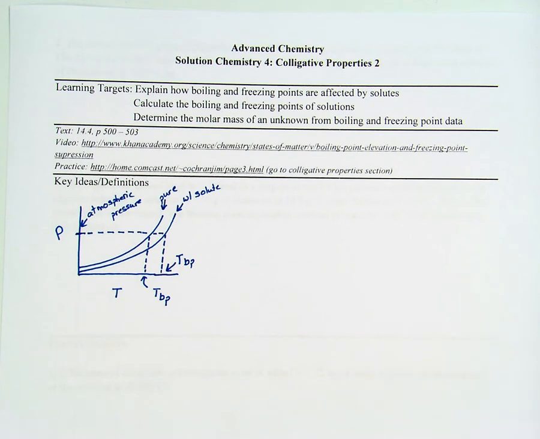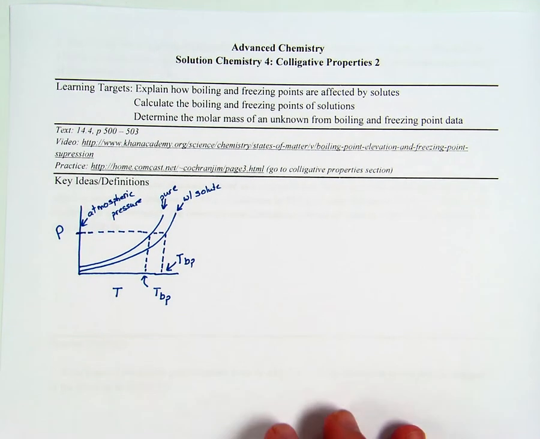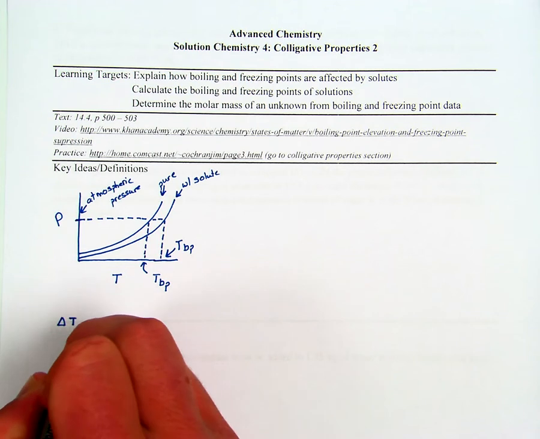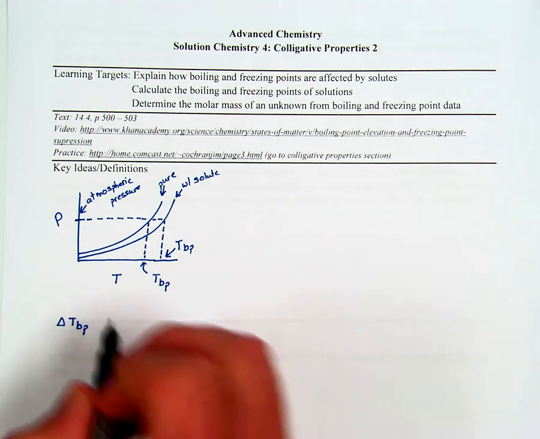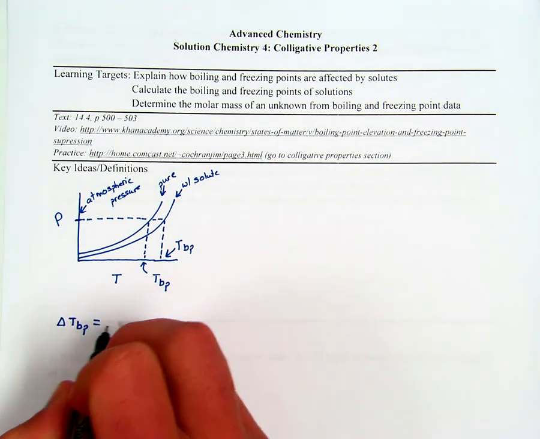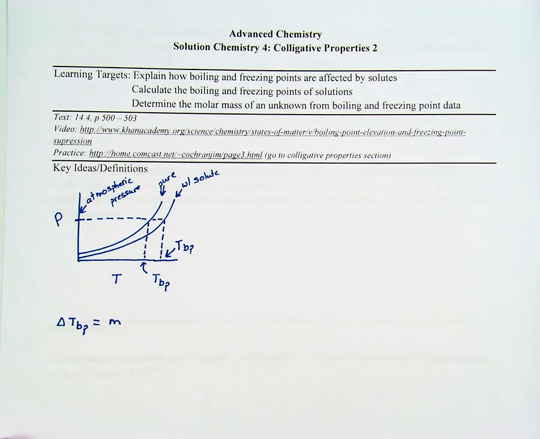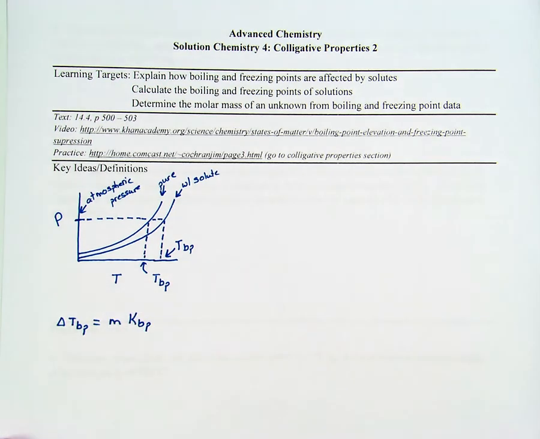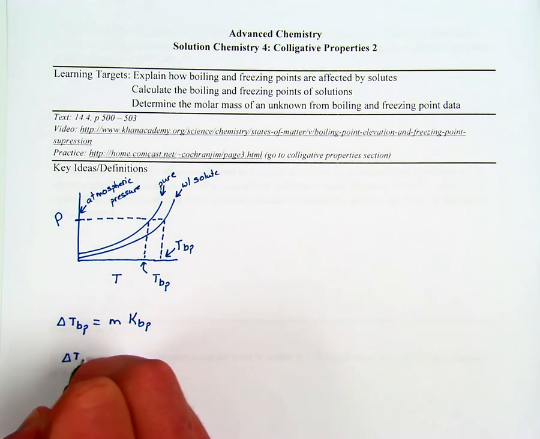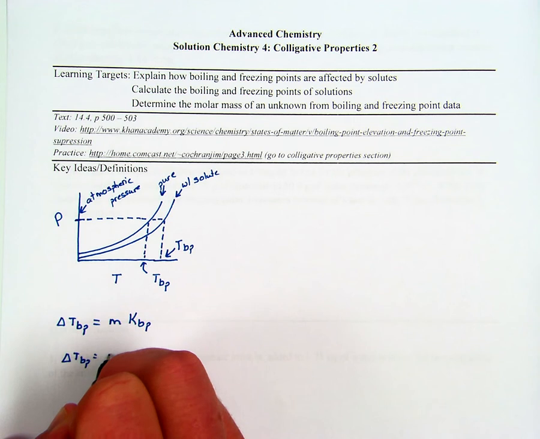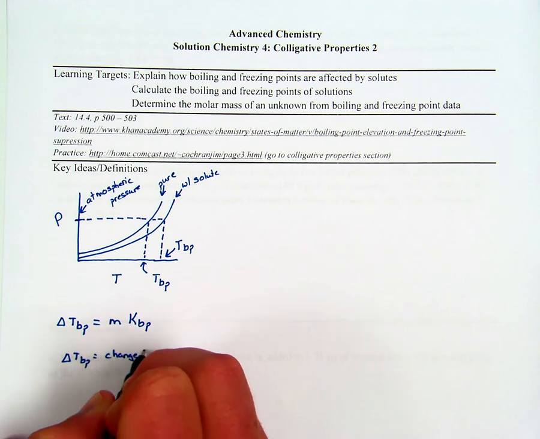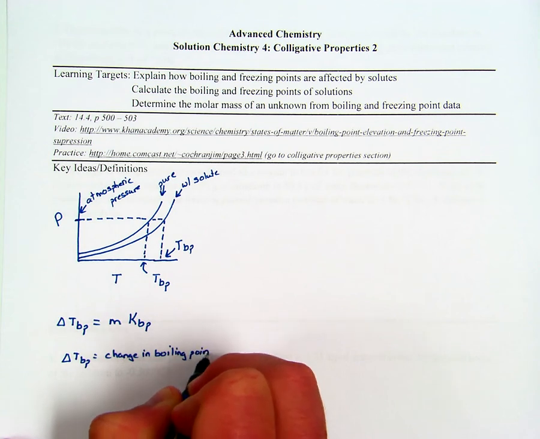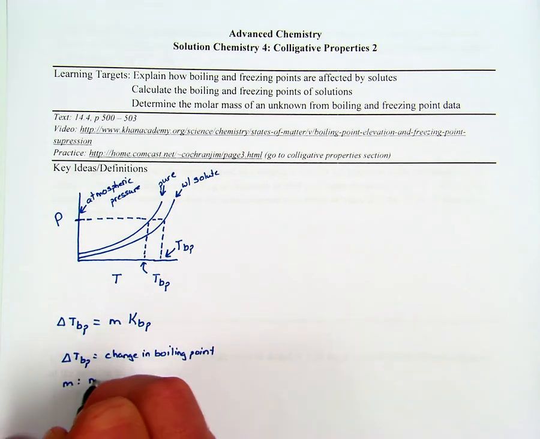Now, as far as how much it will increase, there is a quantitative relationship. The change in the boiling point, delta TBP, is equal to the molality of the solution, lowercase m, times a constant, the boiling point elevation constant. I'll go ahead and describe what each of these are. Delta TBP is the change in boiling point, so how much it's going to go up by. M is the molality of the solution.